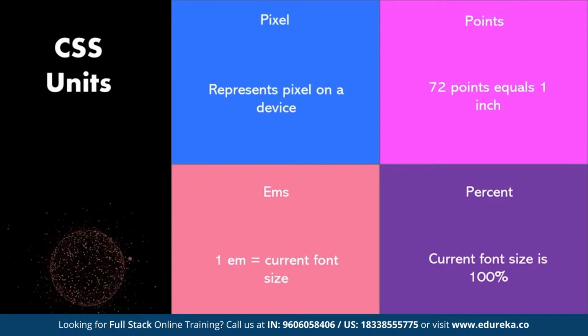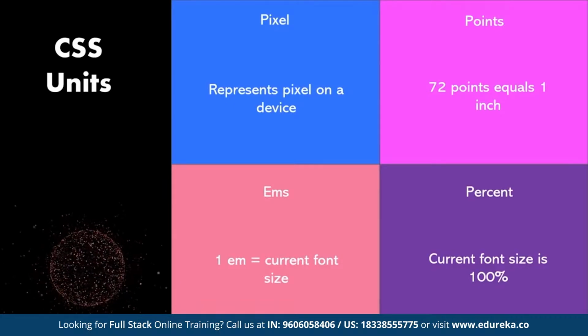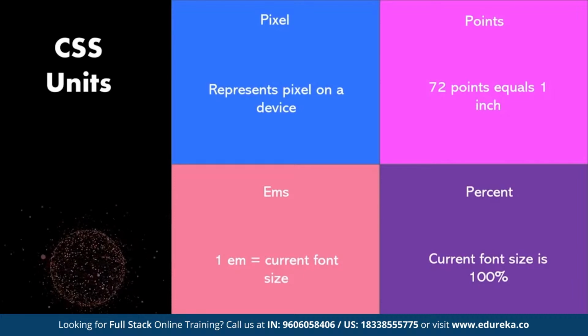Now the last two types of units are relative units. These are relative to your current font size. So 1 EM or 100% is equal to your current font size. So if you want something to be double your font size, all you have to say is 2 EM. So these are how relative units work in CSS. Okay, so that was all the basics of CSS and how you select stuff and all the units.